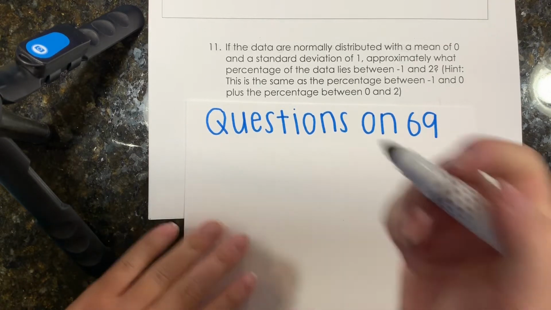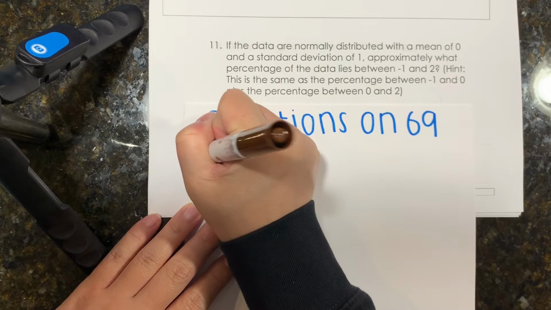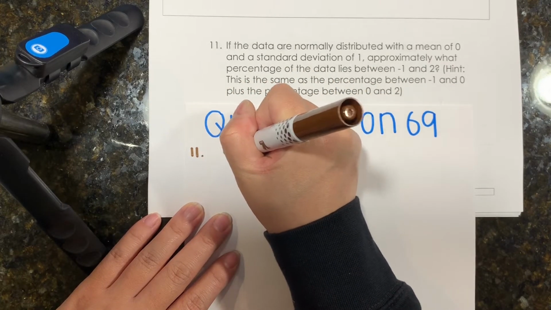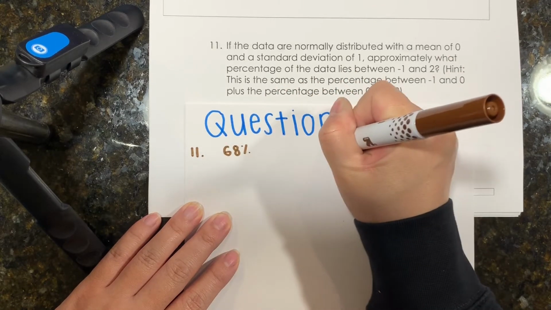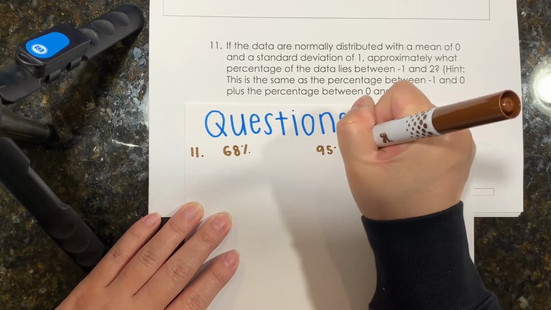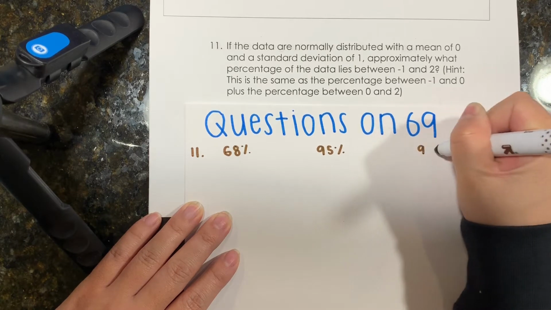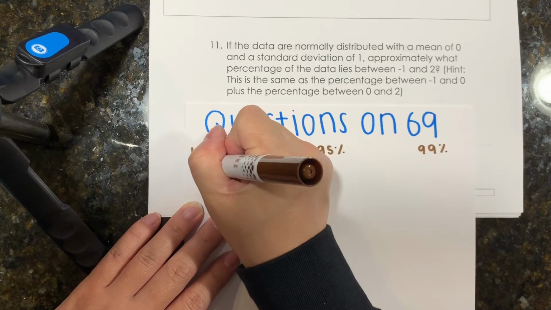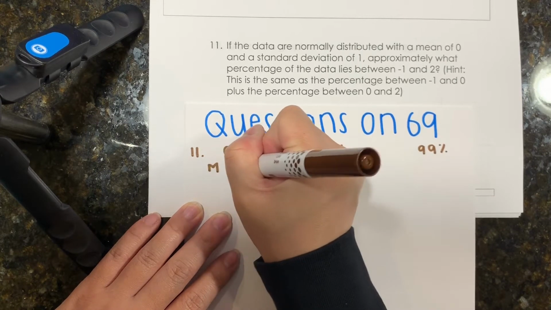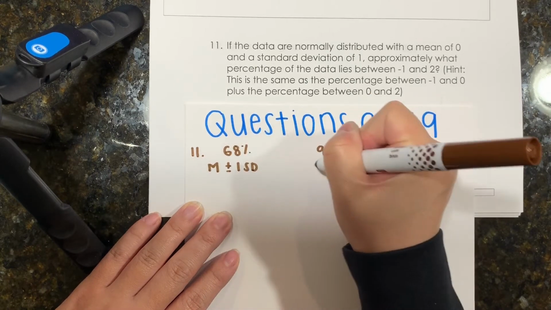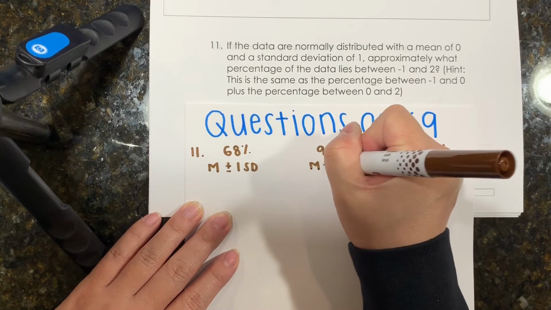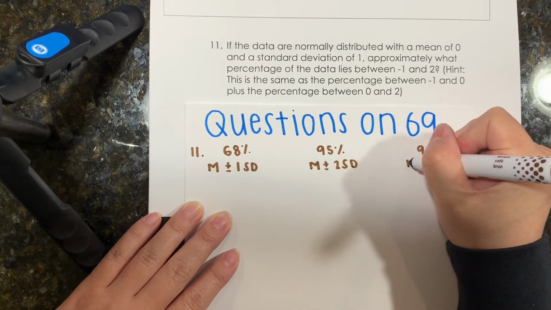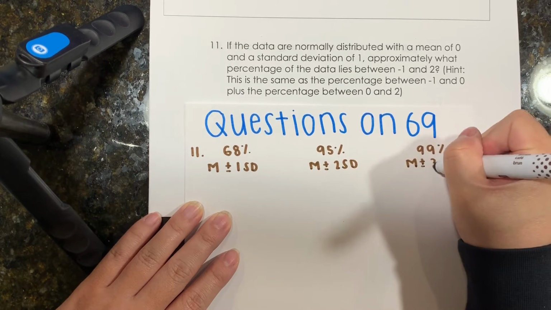So for number 11, what we're going to remember is we have the three percentages that we have to remember, which are 68%, 95%, and 99%. And for each of these percentages, it's going to be the mean plus or minus 1 standard deviation for the range. Then for the second one, it would be the mean plus or minus 2 times the standard deviation for the range.